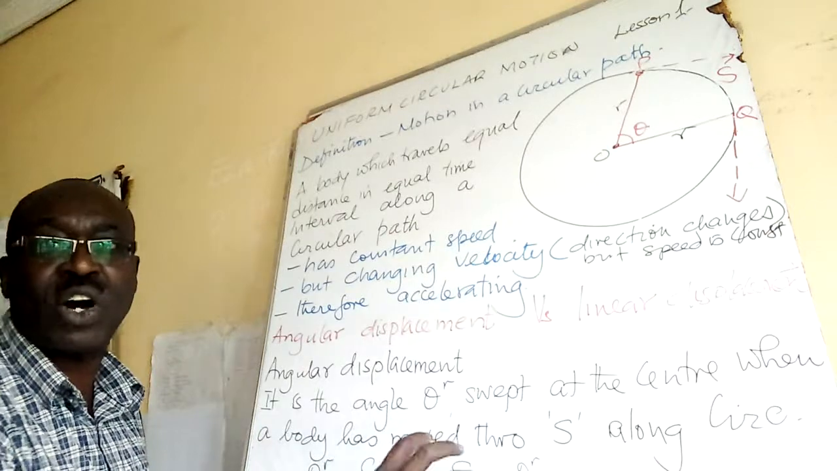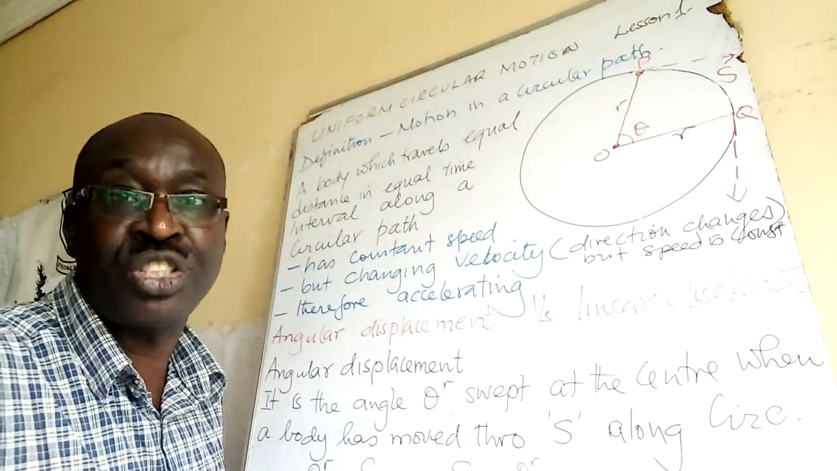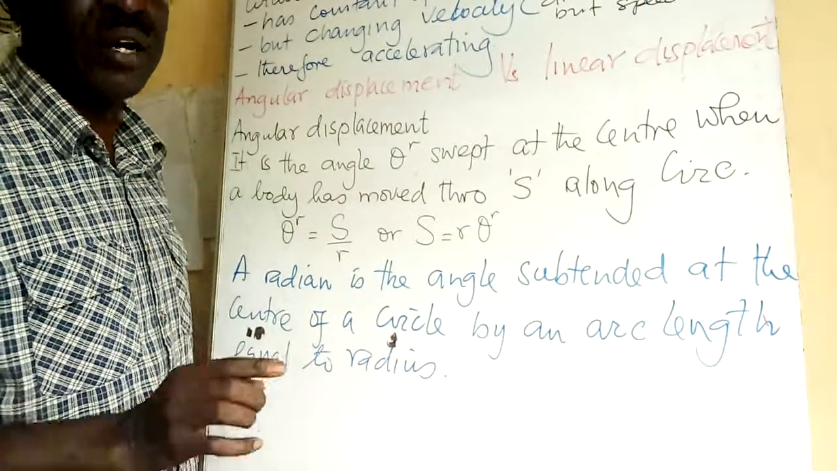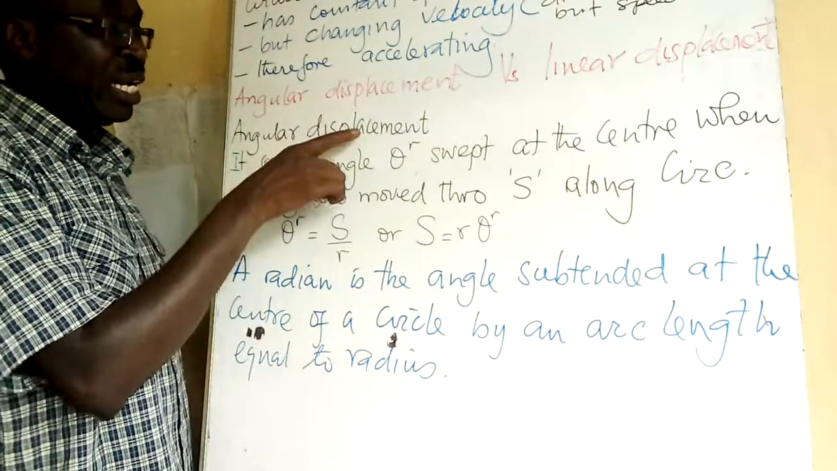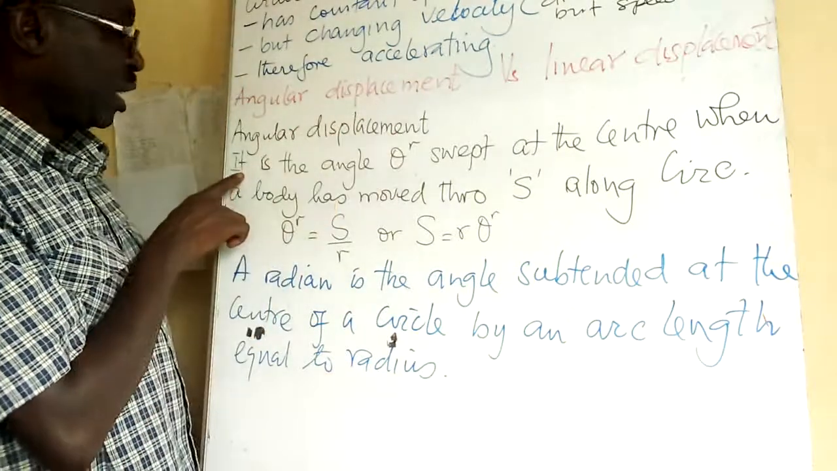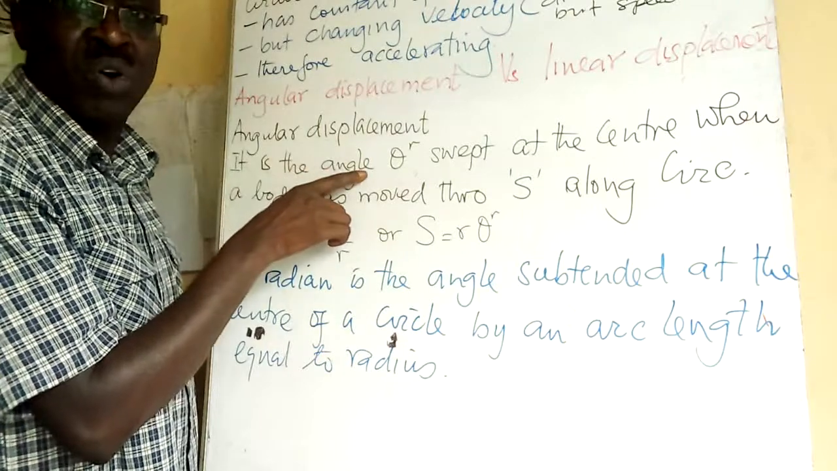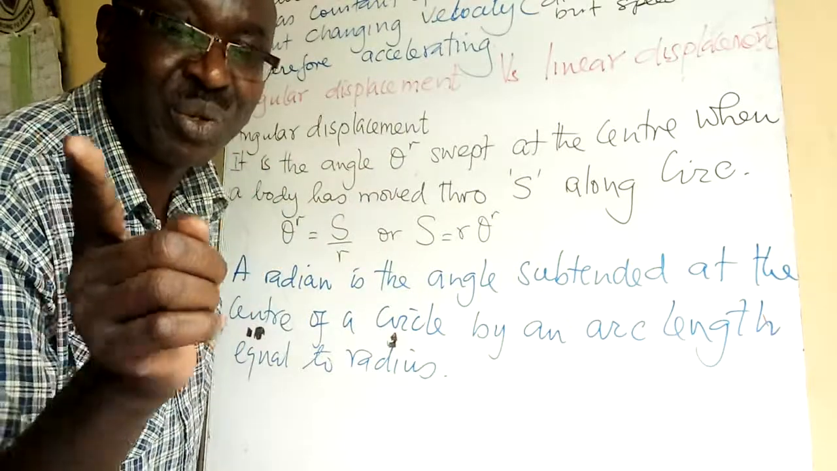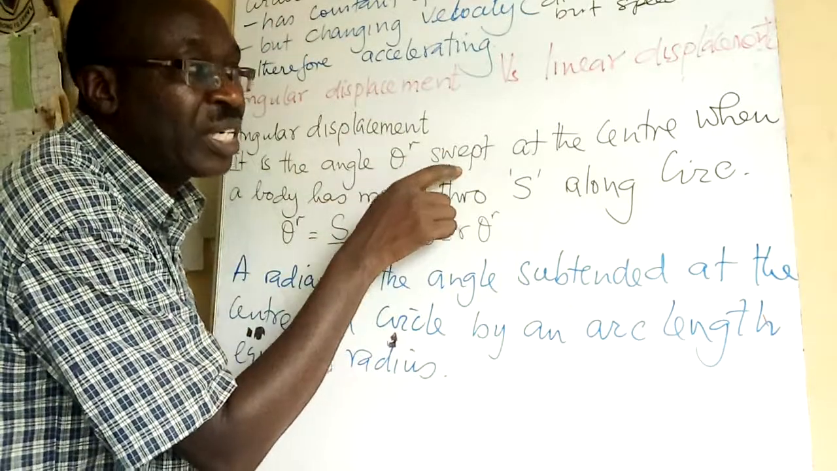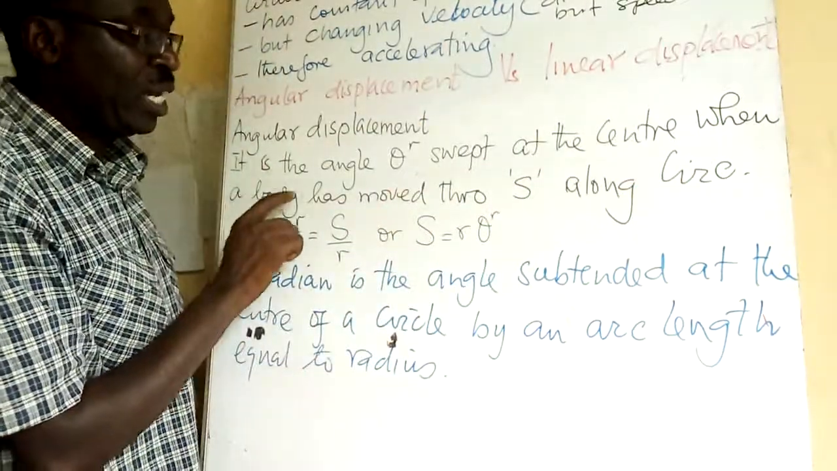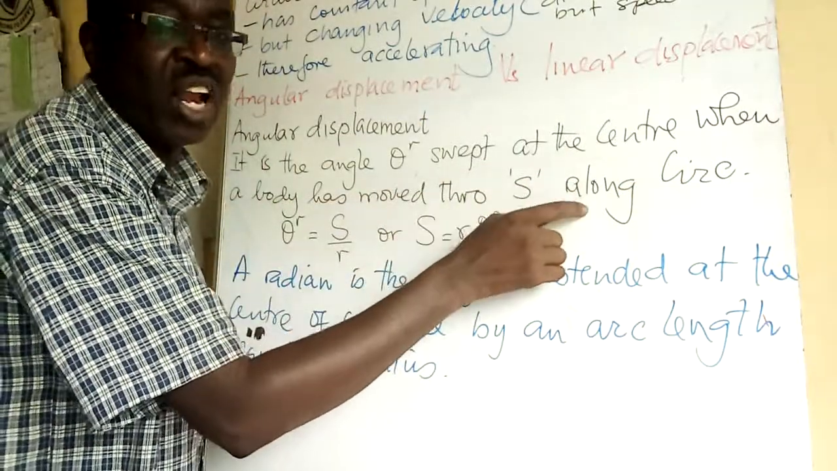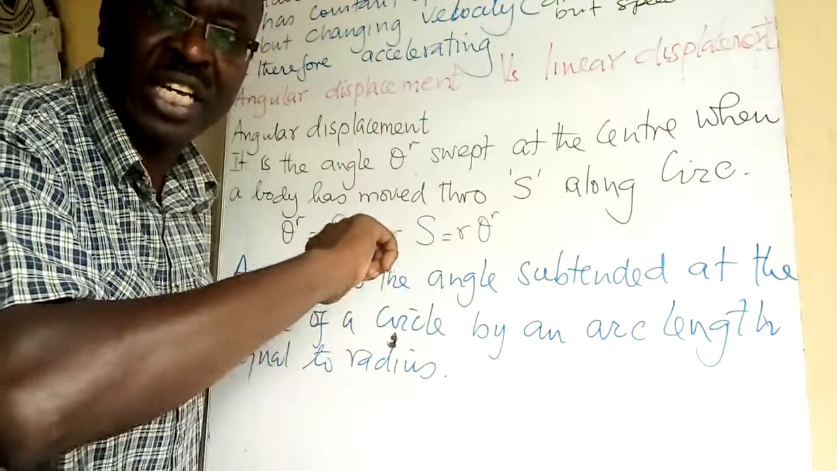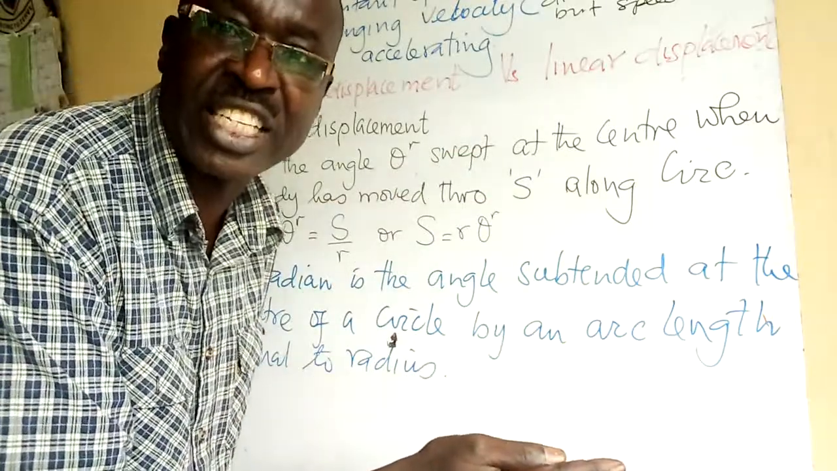So I want us to focus now on technical terminologies. I will focus our camera a bit down. So here we are. Angular displacement is the angle theta in radians. I'm introducing something new: in radians, swept at the center when a body has moved through S along the circumference. We said let S be the distance swept along the circumference.